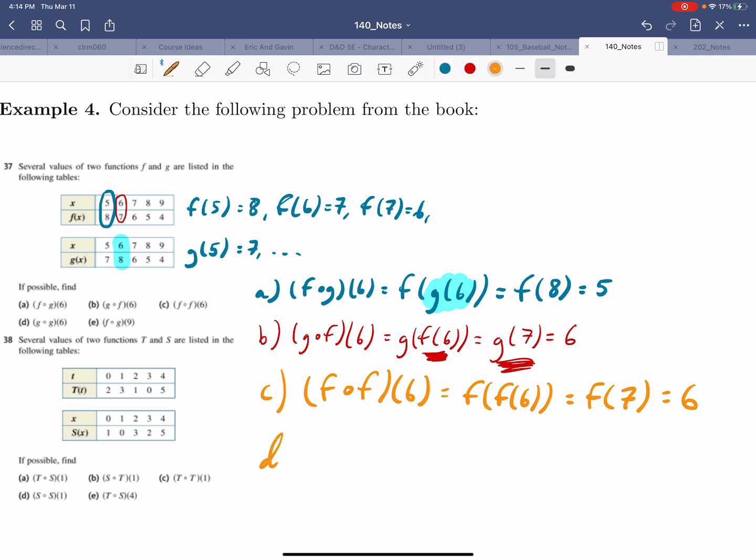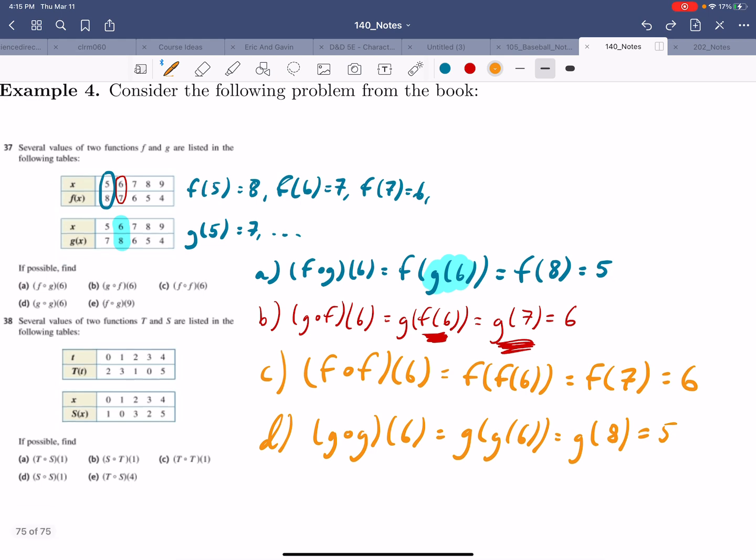Let's try a little bit nicer than that. D, we've got g of f of 6, which again is g of f of 6. Now, f of 6 we have is 8. g of 8 is, by definition, 5, right? There we go. Okay. Last but not least, f of g of 9.